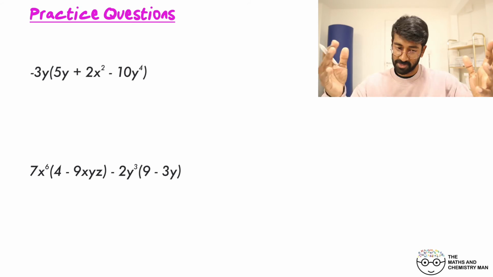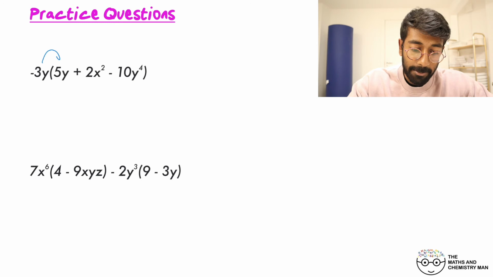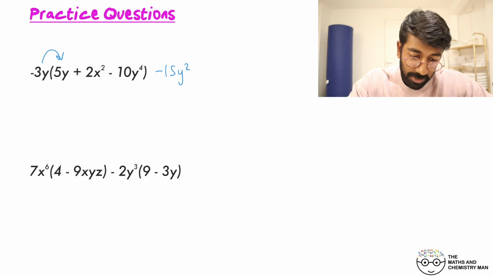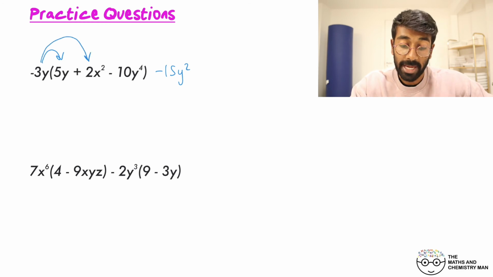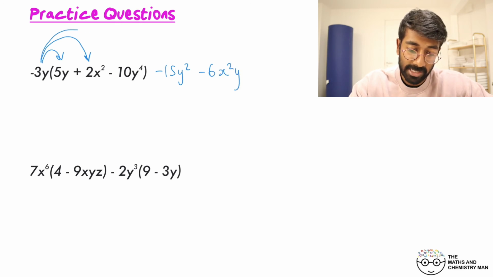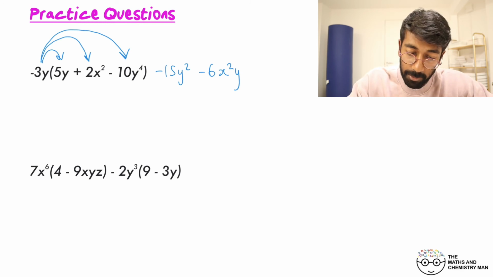Righto, let's fly through these then real quick. So with the first one there, you'll need to multiply minus 3y and 5y. So that's minus 15y squared. Then minus 3y times by 2x squared. That's minus 6x squared y. And then the minus 3y times that by minus 10y to the 4. So that's going to give me a positive and then 30y to the power of 5 now.